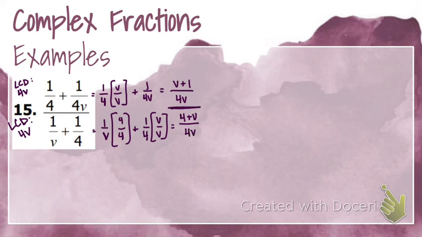So let's see what happens. We're going to get v plus 1 over 4v times the second one flipped, so 4v over 4 plus v. Cancel, cancel. V plus 1 over 4 plus v.